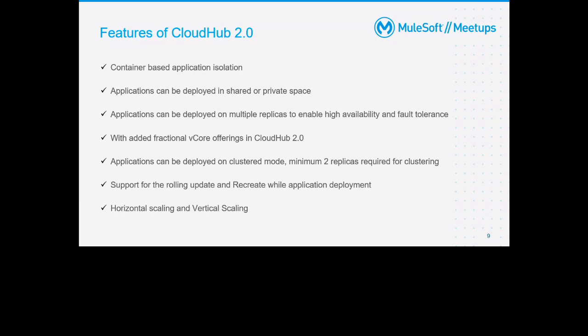Coming to the features of CloudHub 2.0, it provides context-based isolation, and applications can be deployed on the shared space and private space. Shared space means applications can be deployed in multi-tenant mode. In a multi-tenant environment, all the tenants of MuleSoft share the space for deploying their applications, which does not mean data will be shared across the tenants of the space. For example, consider I am one of the tenants of MuleSoft.